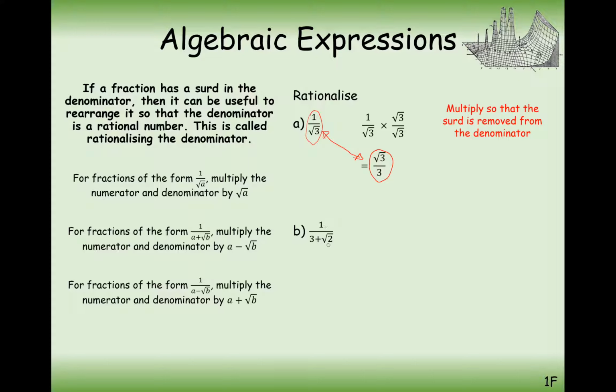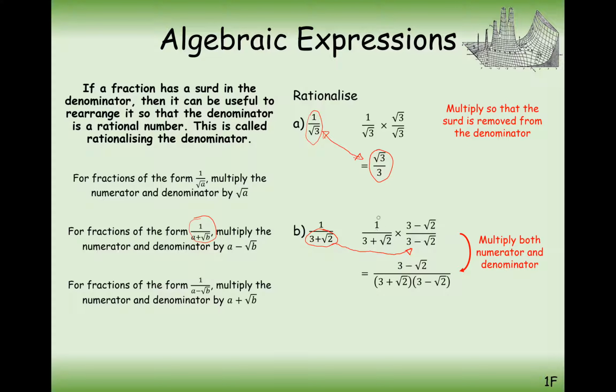Okay, let's have a look at what we do with this one here: 1 over 3 plus root 2. Now that's this type of problem, we have an a plus root b. So on the top and the bottom, we're going to have to multiply by 3 minus root 2. Basically what you do is take whatever you had as your denominator, change the sign in the middle, and then multiply that on the top and the bottom.